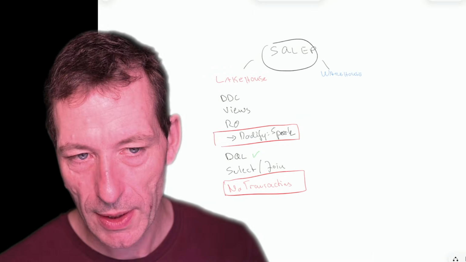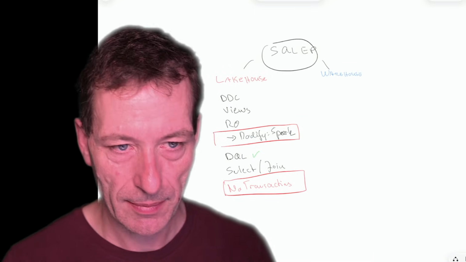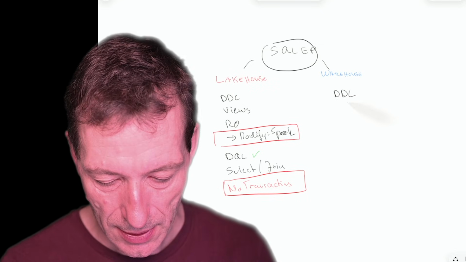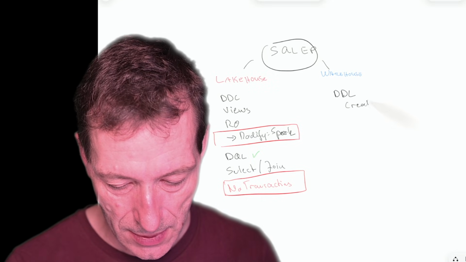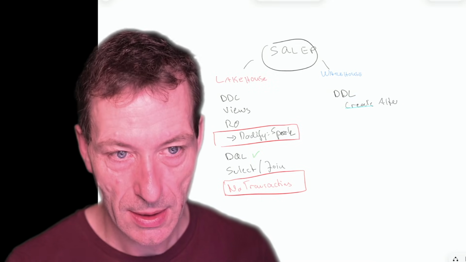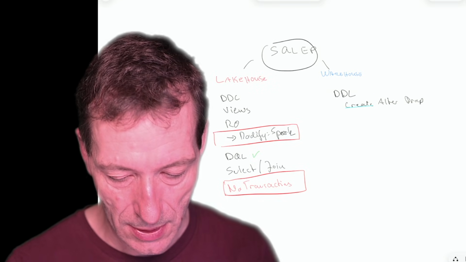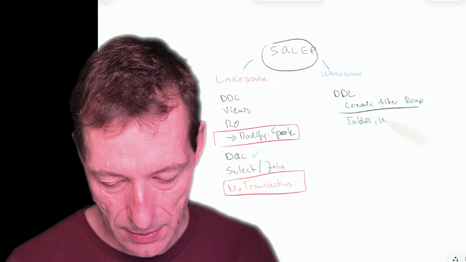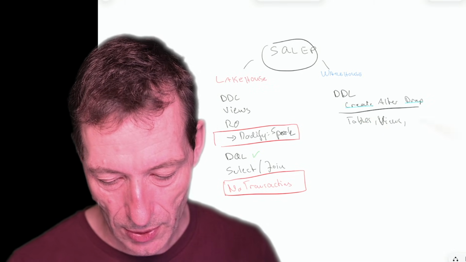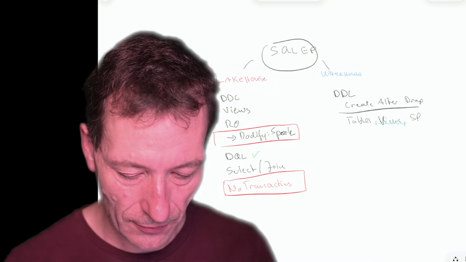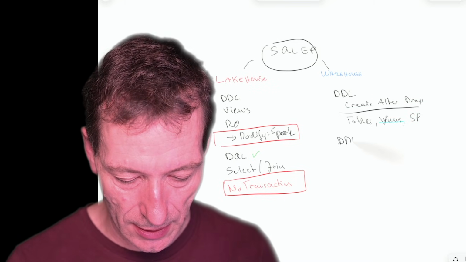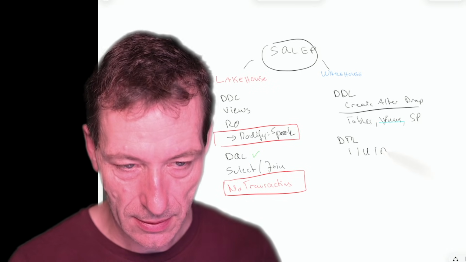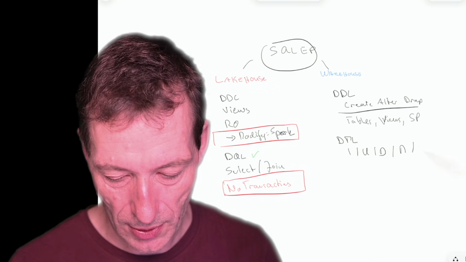When we compare it with the warehouse SQL endpoint, you have a full data definition language with create and alter and drop all the capabilities. You have tables, you have views, and you have stored procedures. For the data manipulation language, you have everything. You have like insert, update, delete. You have merge, you have truncate.